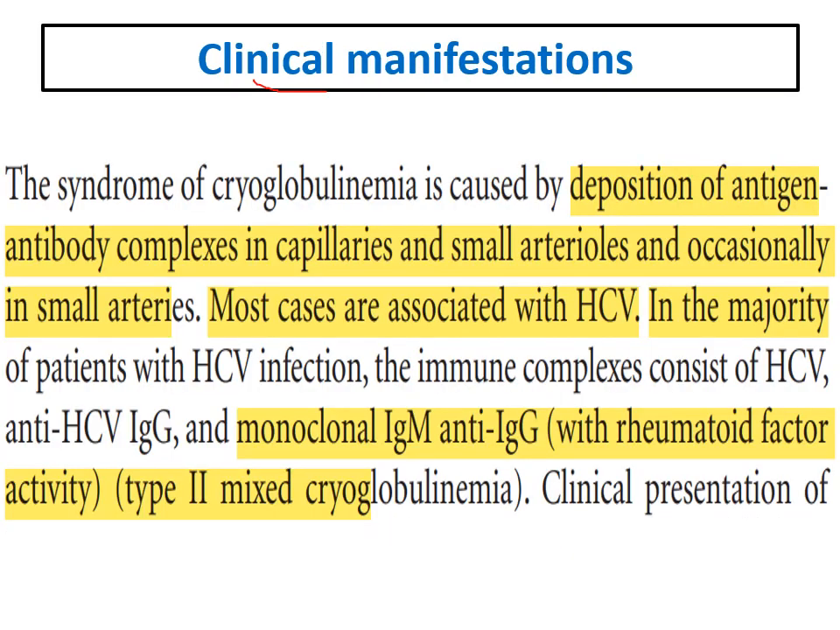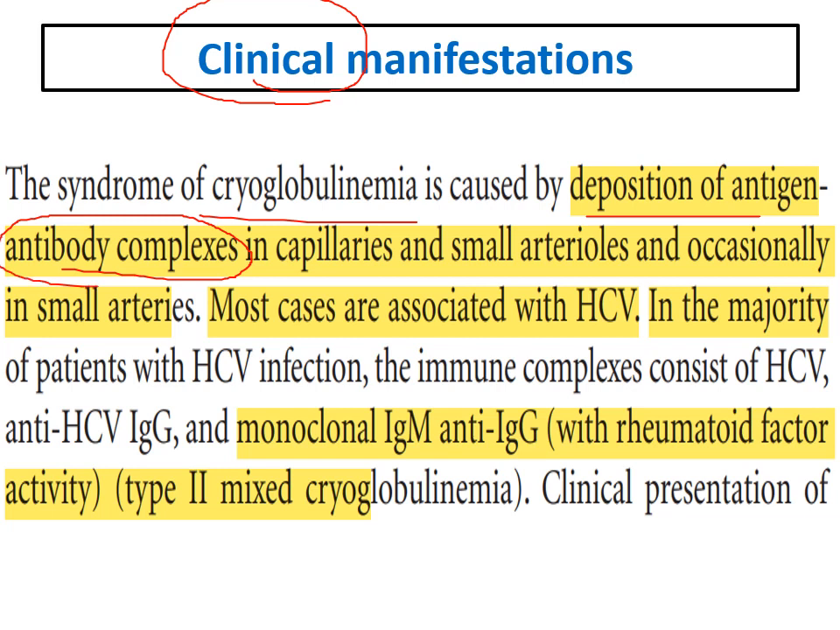What about the clinical manifestations of cryoglobulinemia? Cryoglobulinemia is usually caused by deposition of antigen-antibody complexes. So the clinical manifestations are mainly due to antigen-antibody complexes which deposit in capillaries and small arterioles. As we said, most cases are usually associated with hepatitis C virus. In the majority of hepatitis C virus causing cryoglobulinemia, the immune complexes consist of HCV virus and the antibodies.